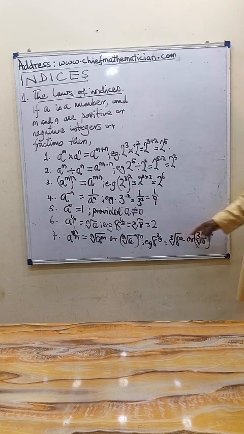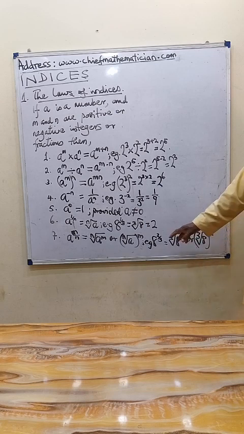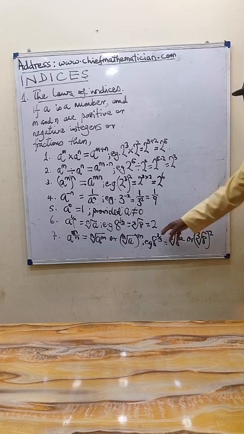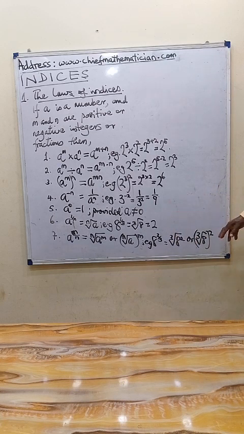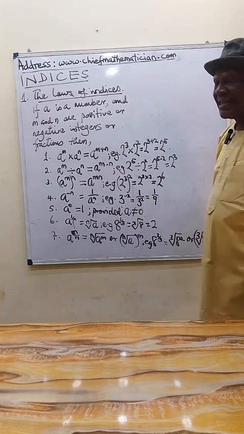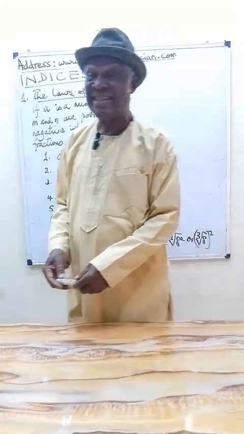Now, if you look at this last example, you will see that these two interpretations are in order. Why? 8 raised to the power 2 is equal to 64, and the cube root of 64 is 4. The cube root of 8 is 2, and 2 raised to the power 2 is 4. So you can see that they are the same. So that interpretation is very much in order. And these are the 7 laws of indices.